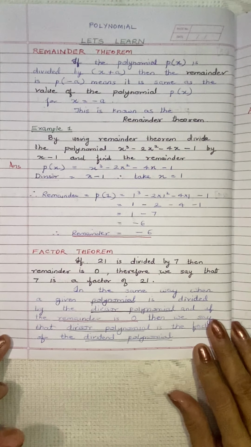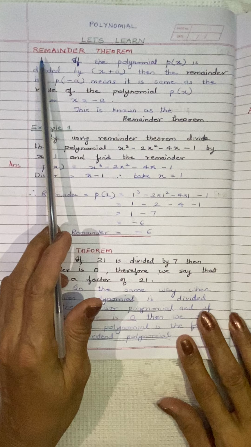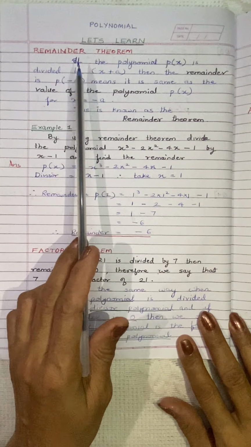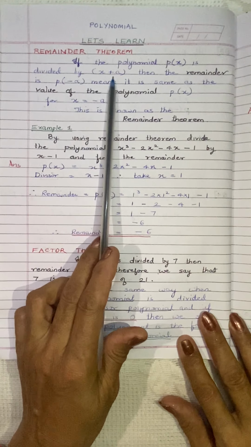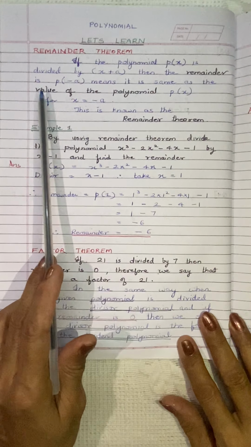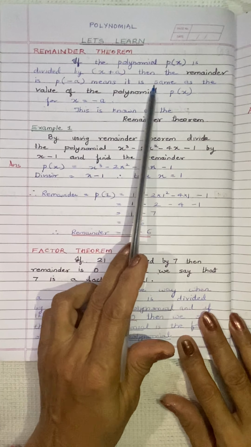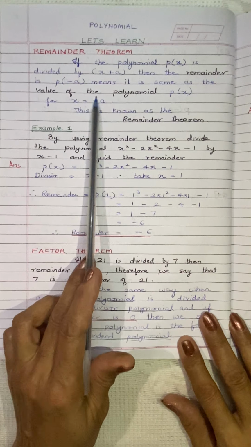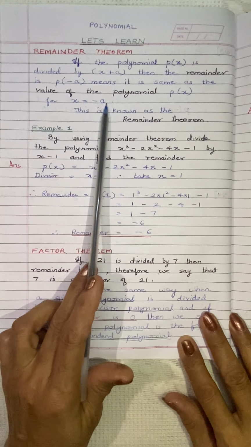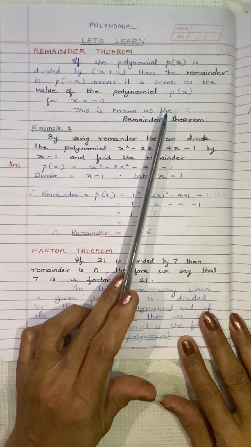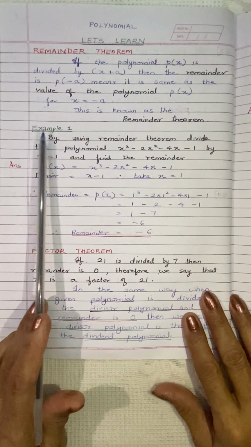Let's continue with the chapter Polynomial. Now we'll study the remainder theorem. If the polynomial p(x) is divided by x plus a, then the remainder is p(minus a), which means it is the same as the value of the polynomial p(x) for x equal to minus a. This is known as the remainder theorem. Let's see it with an example.